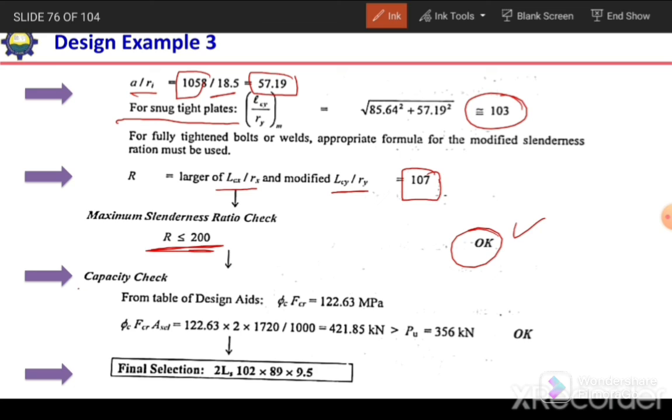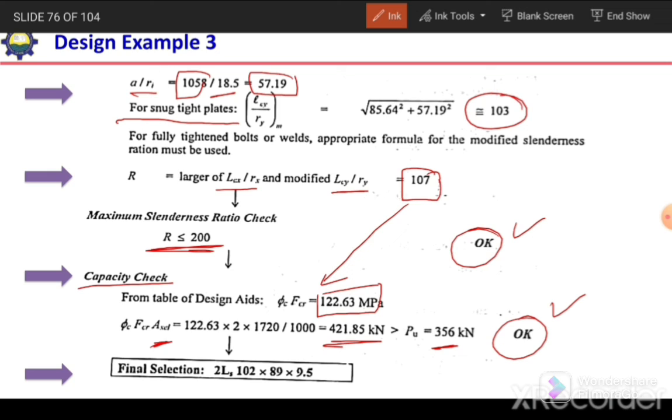The next is to check the capacity of section. To check the capacity of section, we need to calculate the fcd value corresponding to this slenderness ratio. It comes out to be 122.63 megapascal. So multiply it with the area of section, it will give us the load capacity of the section, and it is more than the applied load Pu, 356 Newton.